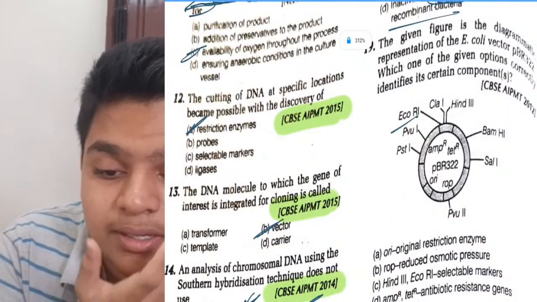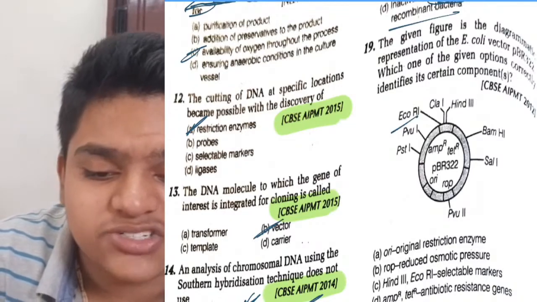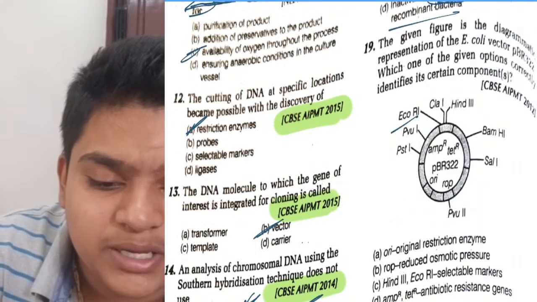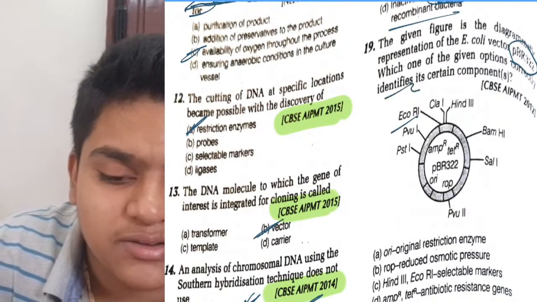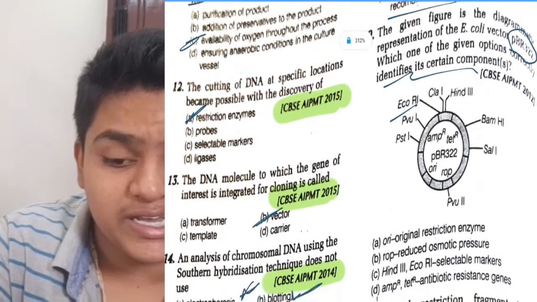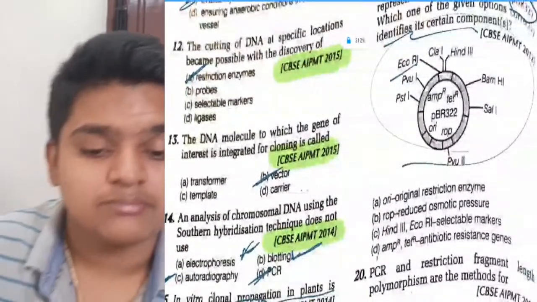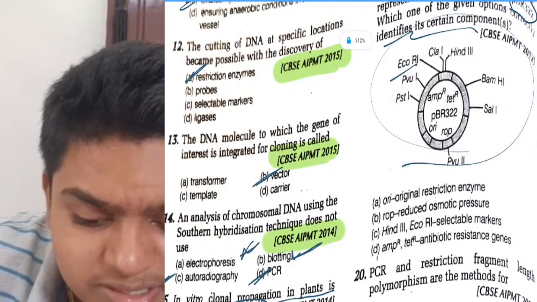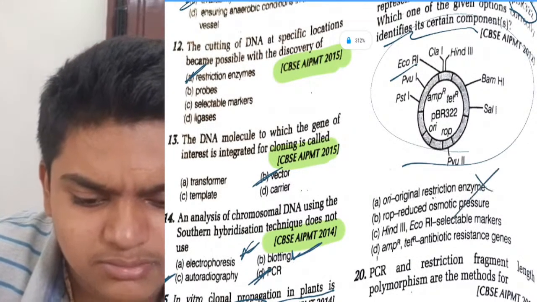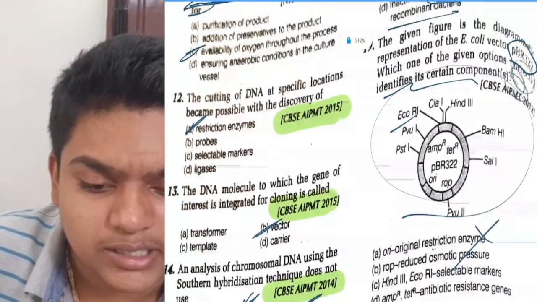Now, the given figure is a diagrammatic representation of E. coli vector pBR322. Which one of the following given options correctly identifies certain components? Very easy. This is the NCERT diagram. We have discussed much on this. Come on. Original restriction enzyme. Wrong. He is asking for the correct one, right? Yes. Correctly. No.